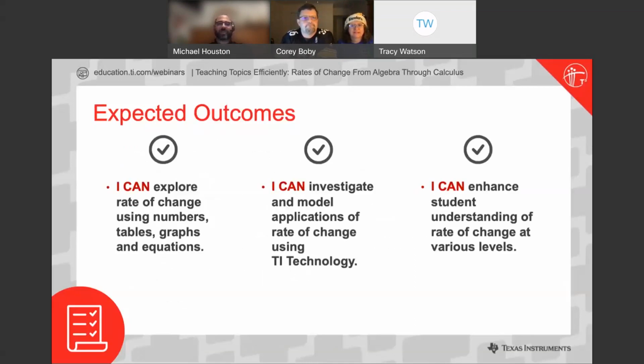Tracy, do you mind talking through our expected outcomes? So we're hoping that by the end of the night, you'll be able to say these things. I can explore rate of change using numbers, tables, graphs, and equations. I can investigate and model applications of rate of change using the TI technology. And I can enhance student understanding of rate of change at various levels. So that's what we're hoping you're going to leave tonight with.